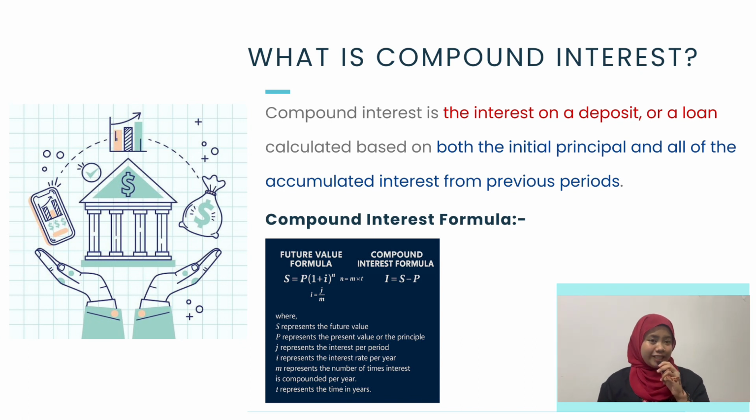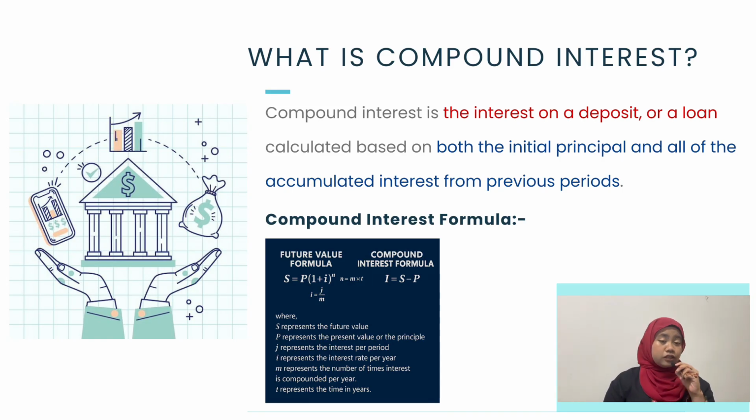Now I will explain what is compound interest. Compound interest is the interest on a deposit or a loan calculated based on both the initial principal and all the accumulated interest from previous periods. In the compound interest formula we have S, P, J, I, M, and T. S is the future value. P is the present value or the principal.